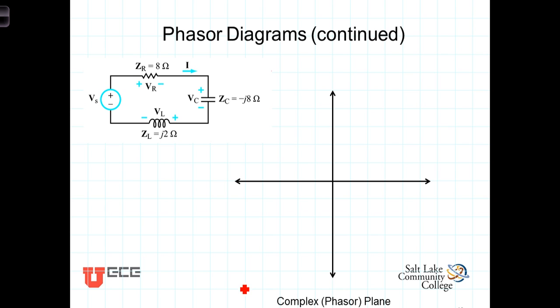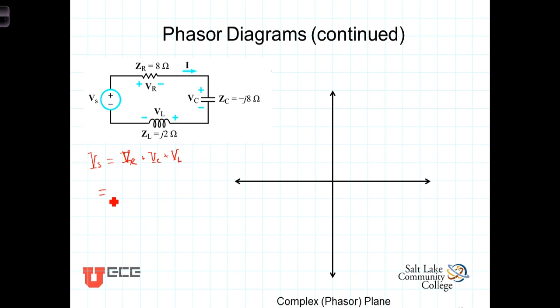Now let's demonstrate how these phasor diagrams can be used to demonstrate the relative phases of different voltages and currents within a circuit. Here we have a single loop circuit, and writing KVL, we know that the phasor V sub S, just summing the voltages, is equal to V sub R plus V sub C plus V sub L. And of course, these are all phasor voltages.